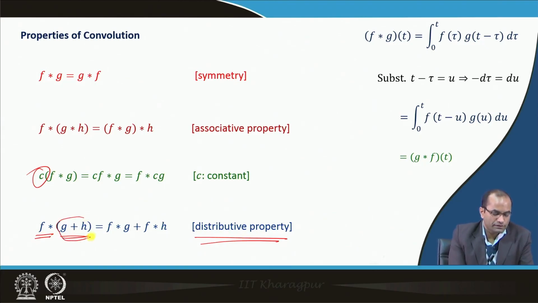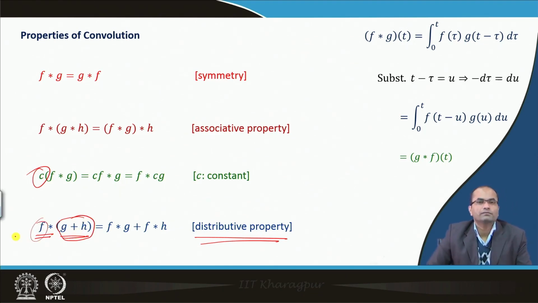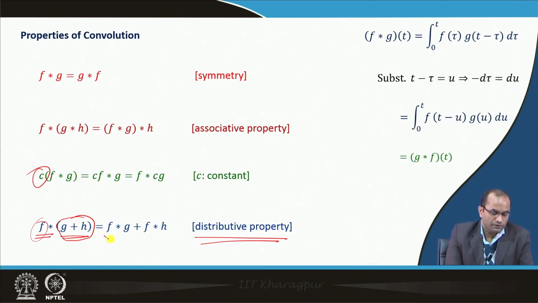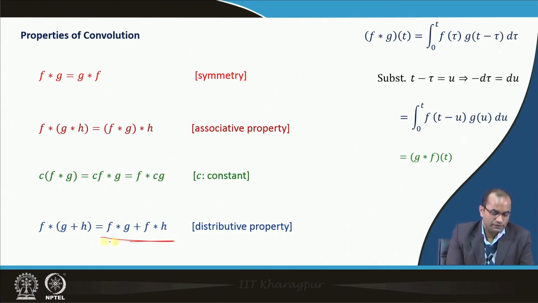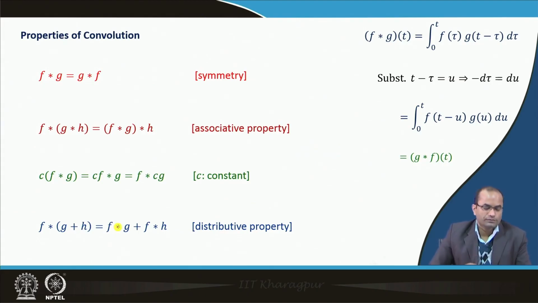So, this distributive property also holds in this case, that f star (g plus h). So, we have three functions again. We do g plus h, and then we make a product with this f, or we can do f star g and then plus f star h. In either situation, this will be equal to the left hand side. So, these are some of the properties which we can use directly, because they are not difficult to prove because of this integration.